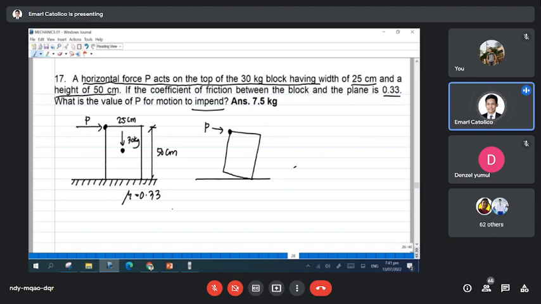So, kung may weight ka dyan, meron kang normal force dapat dito sa dulo na magre-resist doon sa pag-tilt ng iyong block. Okay? So let's say ito, yung nasa normal force. And yung weight mo always yung nasa center ng object, which is, ilan ba to? 30 kilogram. So kung nasa center yan, 25 divided by 2 is 12.5 cm yan. Tapos ito, 25 cm, ito ay 50 cm. Yan. Okay.